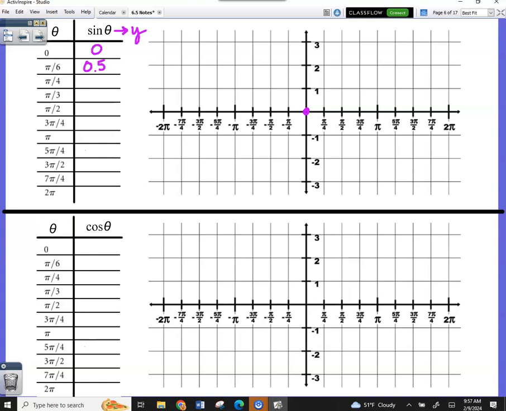Okay, pi over 4. Look at your blue sheet. What's the y? Very good. And like I said, we need decimals so we can plot this. I have no clue where square root of 2 over 2 is. So go to your calculator, and I want you to type square root of 2 divided by 2. And we're going to go to the nearest tenth.